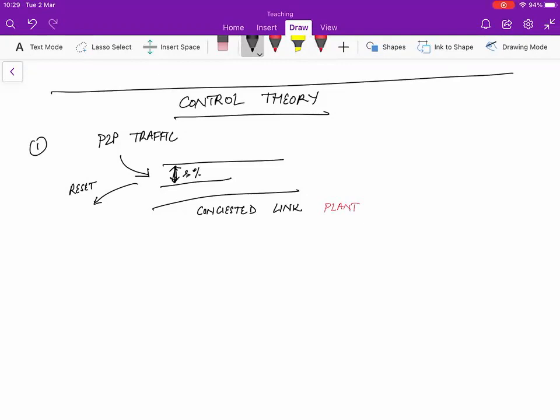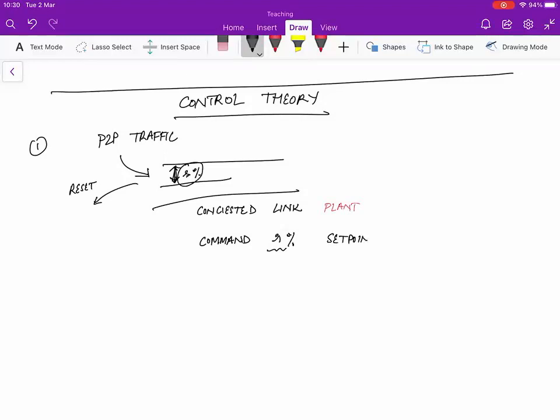And then we want to know the command. So the command is essentially what it is that we want to achieve. And the command is the percentage of the links that are reset at a particular time. So the desired maximum percentage of P2P traffic on this thing. So this R%. So the command is going to be R%. So R is going to be the command. Or you can think of it as a reference value or set point. These are all equivalent terms.